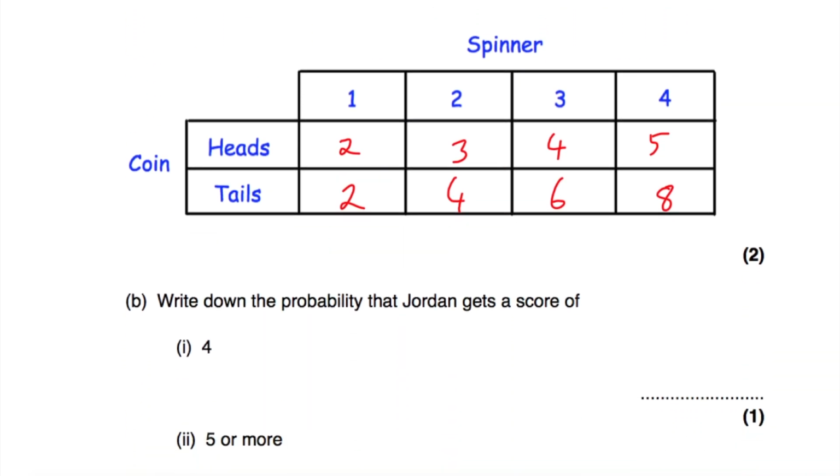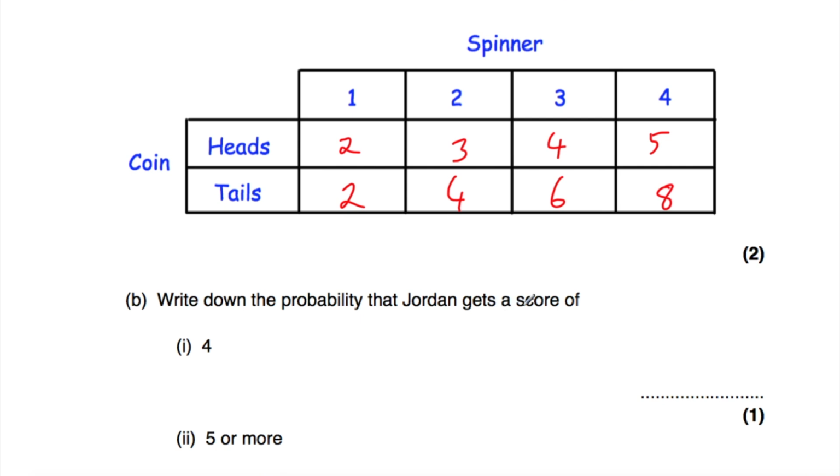Okay, and then part B. Part B says, find the probability that Jordan gets a score of 4. So if we have a look at the table, there's 1, 2, 3, 4, 5, 6, 7, 8 different answers in our sample space diagram. So let's put 8 on the denominator. And in terms of a 4, there's 2 4s. So it's going to be 2 out of 8. And that means the probability of Jordan getting a 4 would be 2/8.